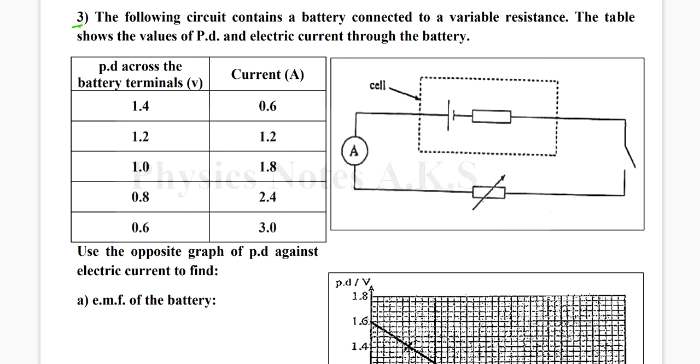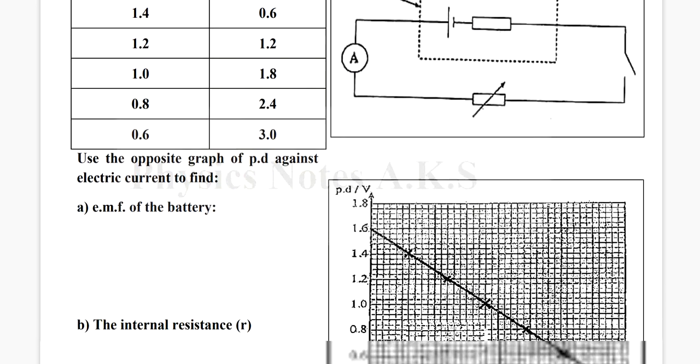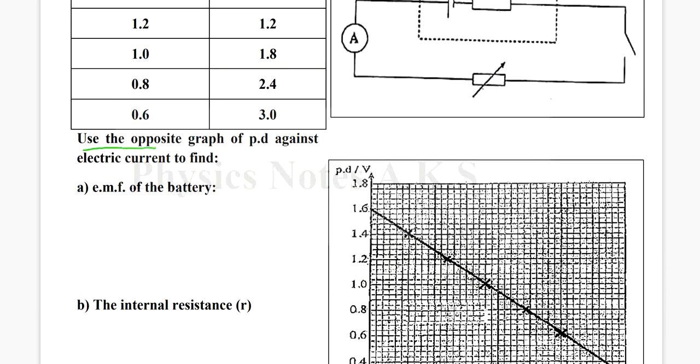We have question 3. It says the following circuit contains a battery connected to a variable resistance. The table shows the value of potential difference and electric current through the battery. So this is the potential difference and the electric current. I have many values as you can see. The question says use the opposite graph of potential difference against electric current to find.